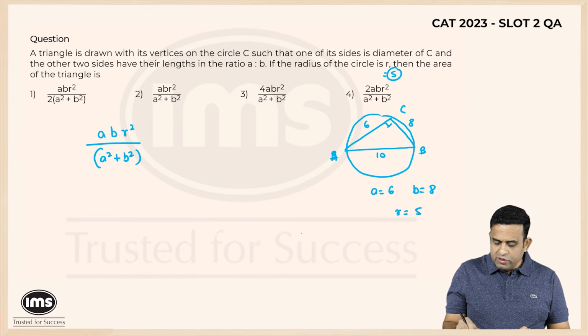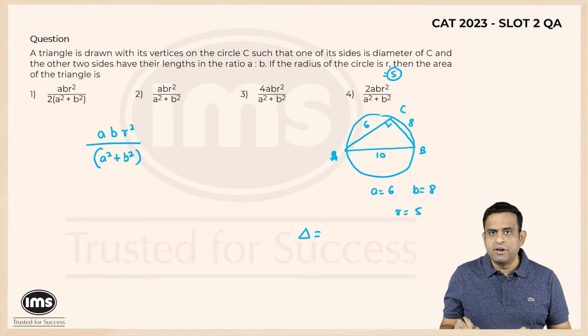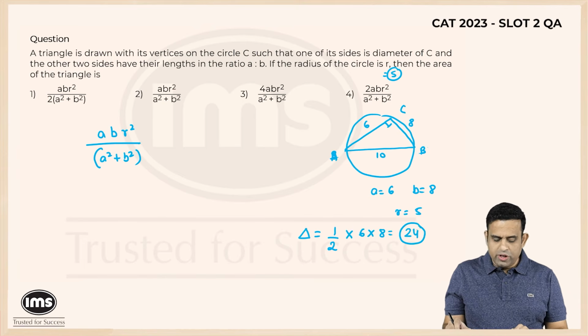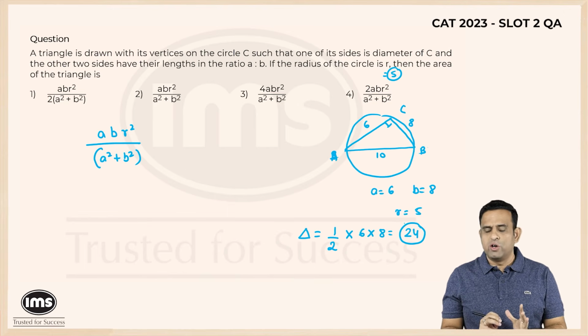So what we can do is, the objective is to find out the area of the triangle. One can say the required area in this case must be equal to half of 6 into 8. That will give you nothing but 24. So which particular option will give you 24?